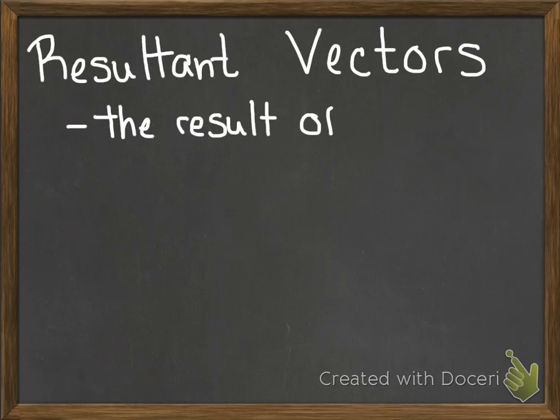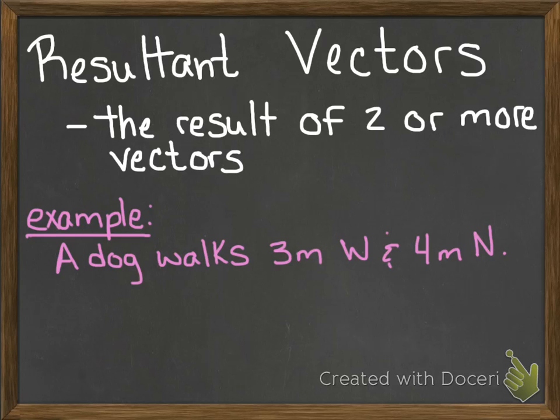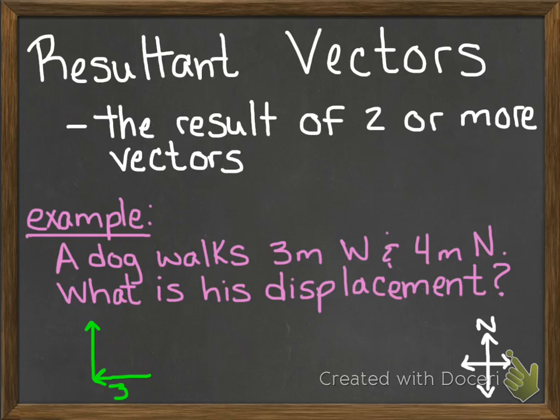So we're going to talk a lot about resultant vectors. A resultant vector is simply the result of two or more vectors mixed together. So what does that mean? If I have a dog that walks 3 meters west and then 4 meters north, what is his displacement? First I'm going to draw a little picture. There's my compass. 3 meters to the west, and then 4 meters north. So that's the path of the dog.